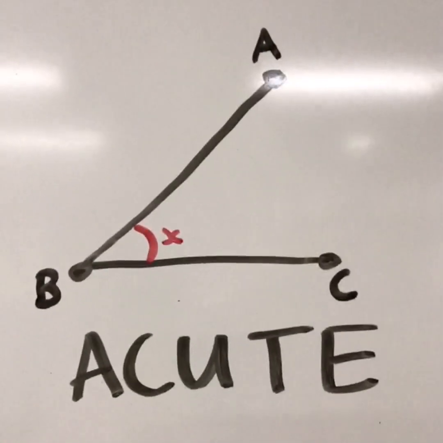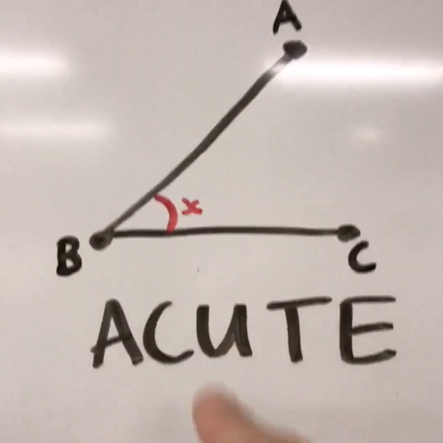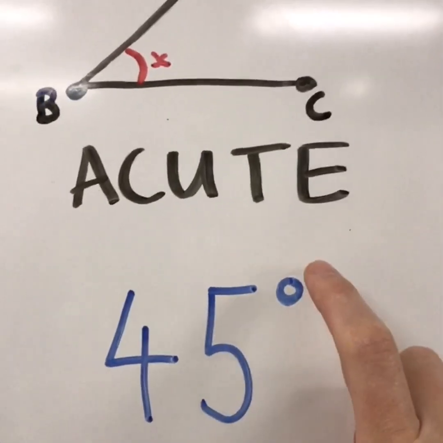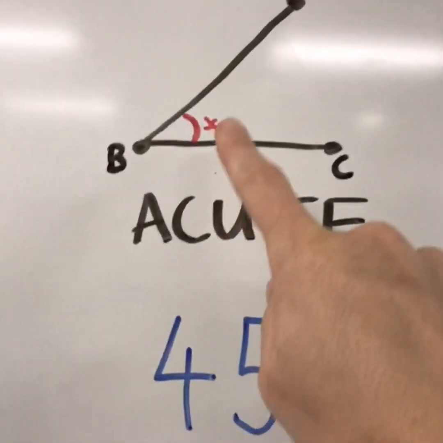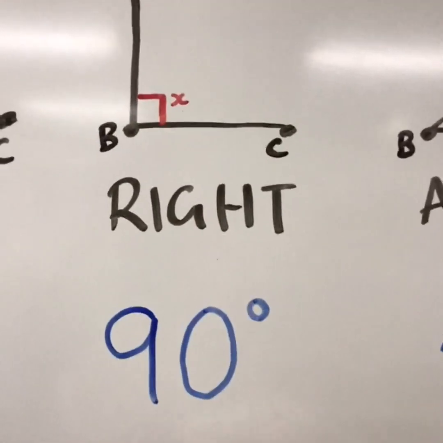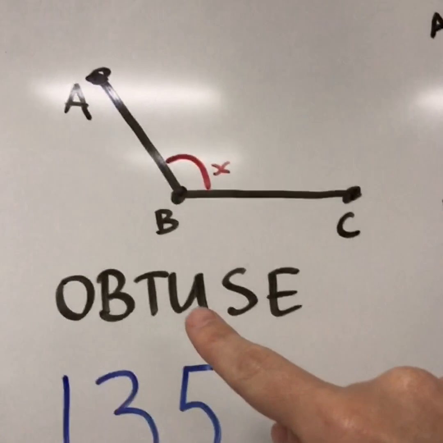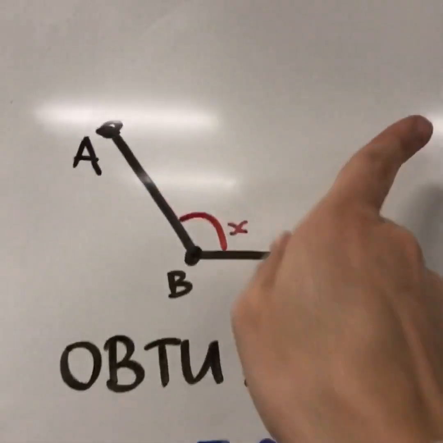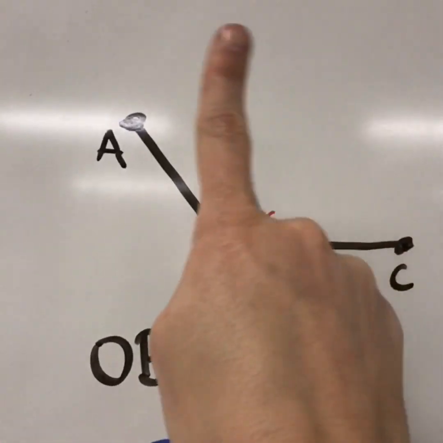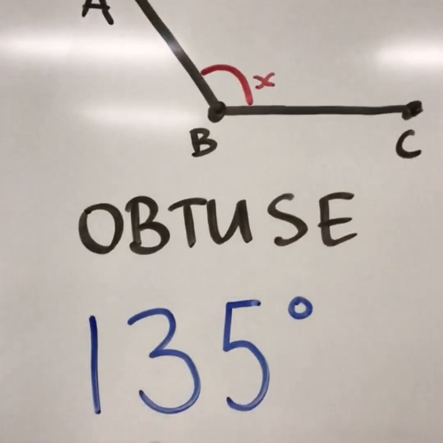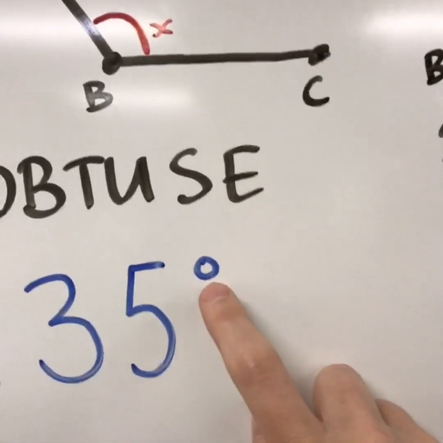We record the measure of an angle like X with degrees. It's a little circle that hovers up high like an apostrophe. This angle is 45 degrees. This right angle is 90 degrees. This obtuse angle is 135 degrees because it has turned 90 degrees, which is a right angle, and 45 more degrees. That's 135 degrees.